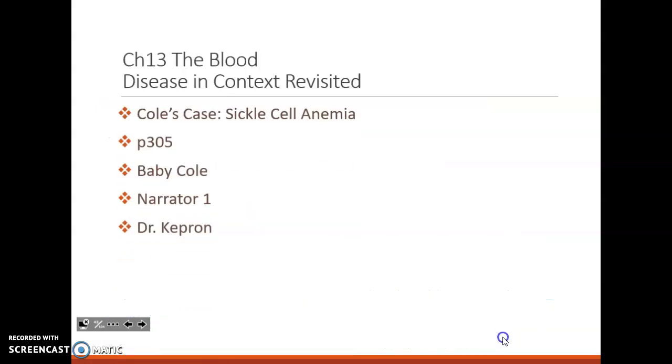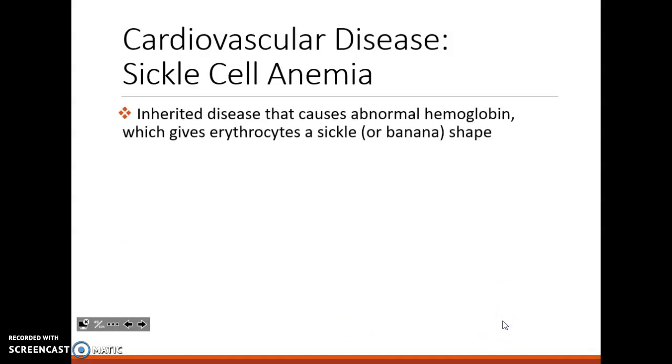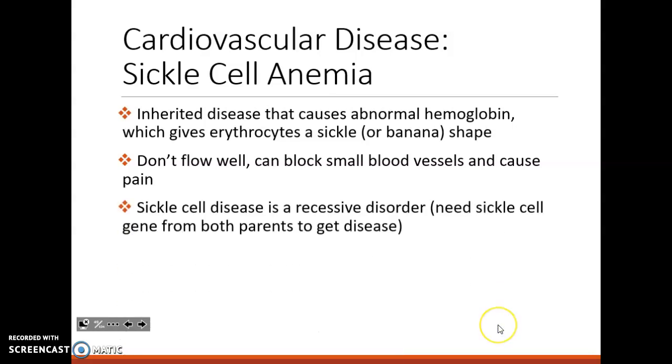So let's revisit baby Cole, and let's talk about the disease sickle cell anemia. It is an inherited disease that causes abnormal hemoglobin, which gives erythrocytes a sickle or a banana shape. A sickle is a tool. And so these erythrocytes don't flow well, and they can cause blockages in small blood vessels, which is painful. The sickle cell disease is a recessive disorder, so you need a recessive gene from both your mom and your dad to get the disease.